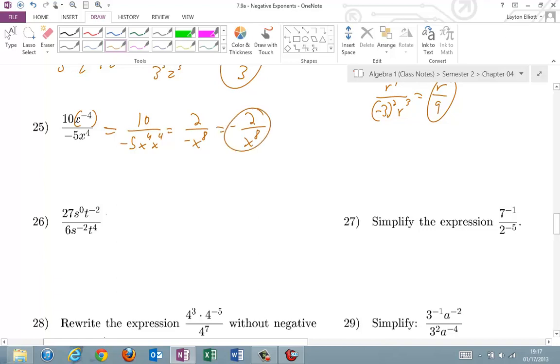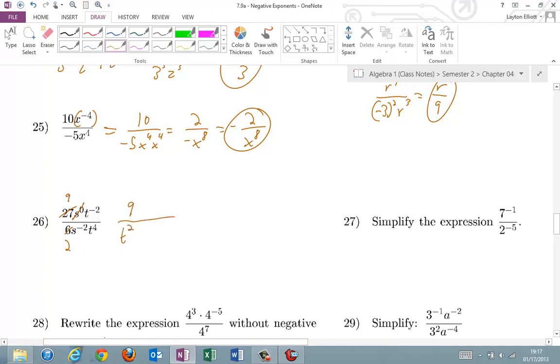Number 26, I see an s to the 0, and we're going to cross that out because s to the 0 is 1. I see 27 and 6. I'm going to cancel those and get a 9 and a 2. And then I'm going to start moving stuff around. The 9 stays on top. The t to the second goes on the bottom.